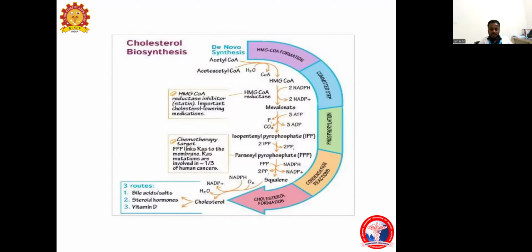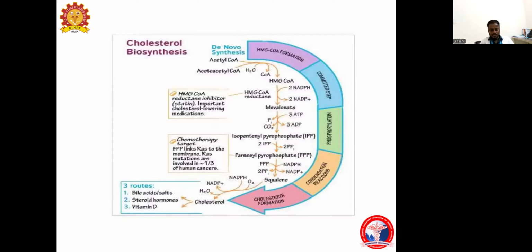So this is the summary of cholesterol biosynthesis. The first is HMG-CoA formation, the second is the committed step, the third is the phosphorylation reaction, the fourth is the condensation reaction, and the final one is cholesterol formation. Two acetyl CoA are converted to form acetoacetyl CoA, and from that to HMG-CoA. This reaction is called HMG-CoA formation.